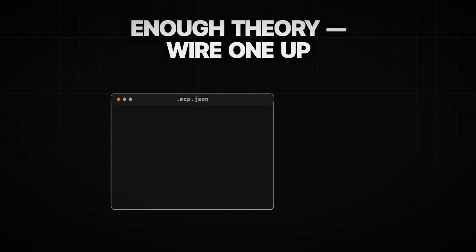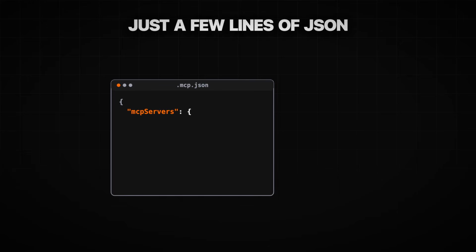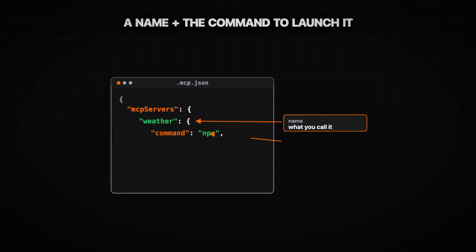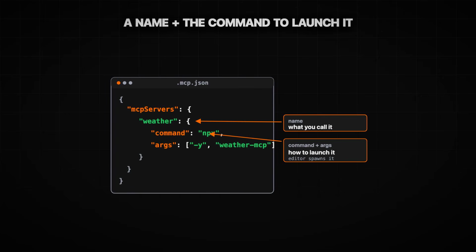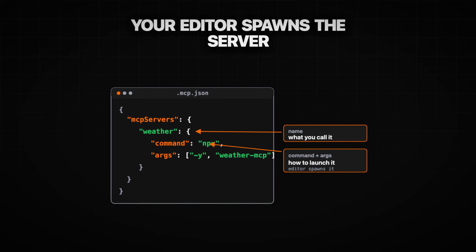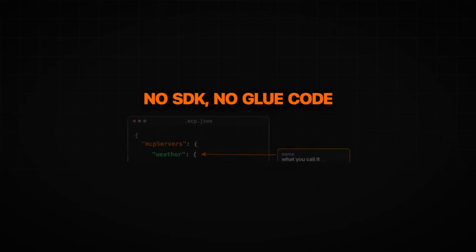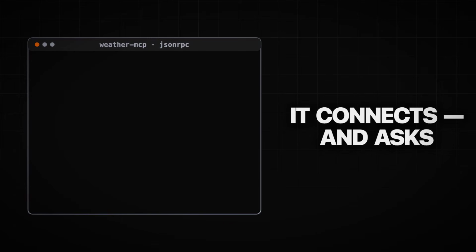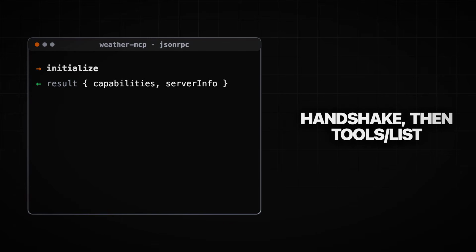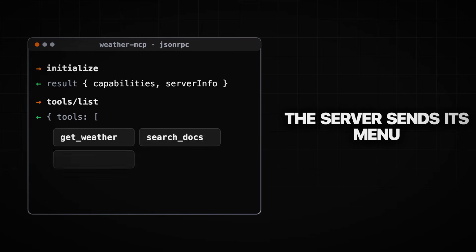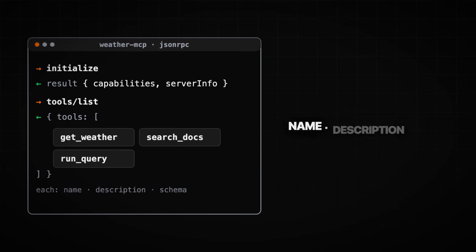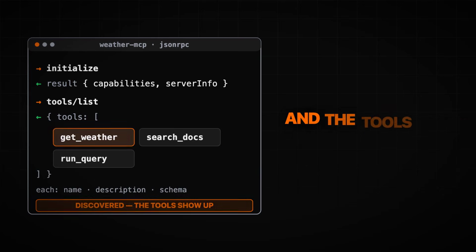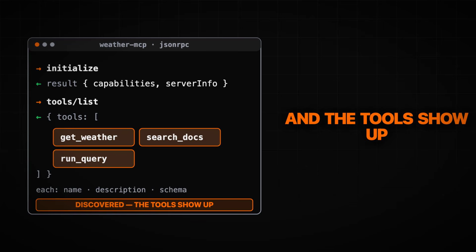Enough theory, let's wire one up for real. This is all it takes. A few lines of JSON in your editor's config, a name for the server and the command that launches it. Save it, and your editor spawns that server in the background. No SDK, no glue code, just a command. The moment it connects, your editor fires off that handshake, then asks tools/list. The server answers with its menu, every tool with a name, a description, and a schema, and just like that, they show up. Your agent can now see tools that didn't exist to it one second ago.